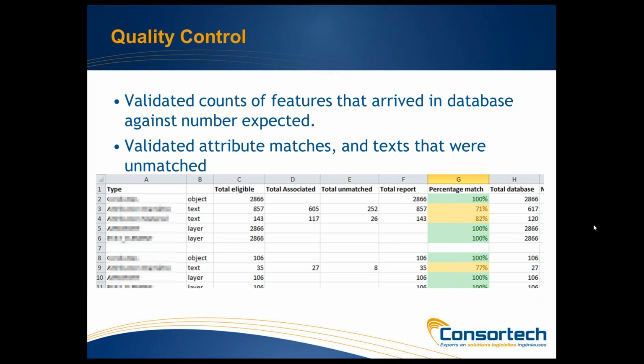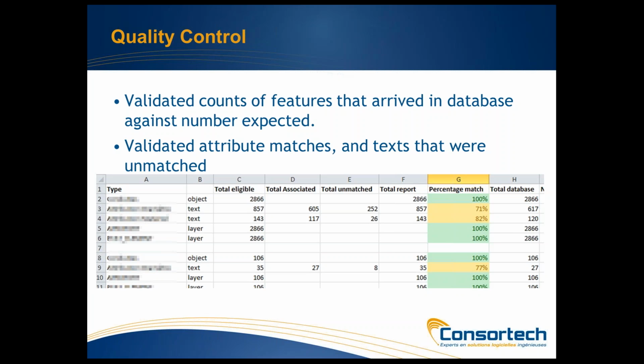We validated the counts of features that arrived in the database against the number expected. That means we were able to calculate in a report what the percentage match was. We also make a shapefile as well. One thing I'll say is that if you do the same thing as us and use FME to do reporting and validation, you need to think about what you want the report to look like for the person who's going to have to make corrections. This is more of a high-level report, so it's good for having an idea of how it went.